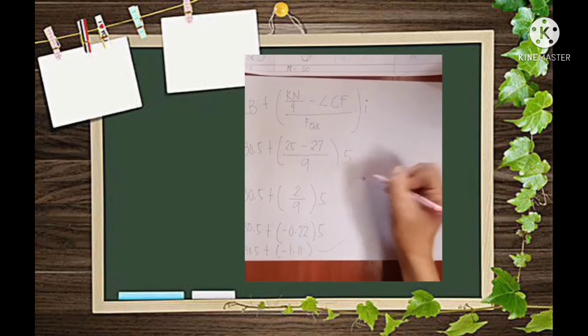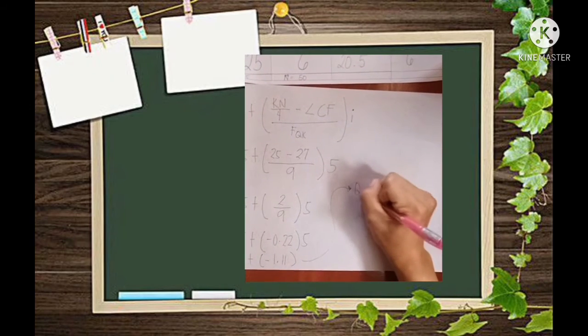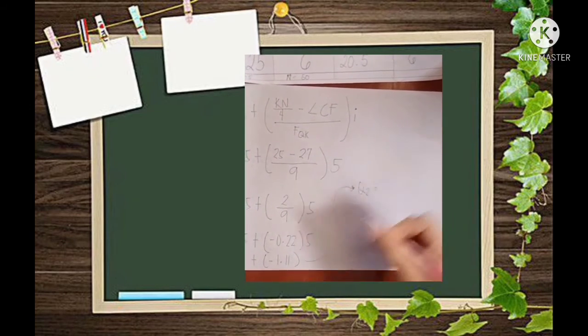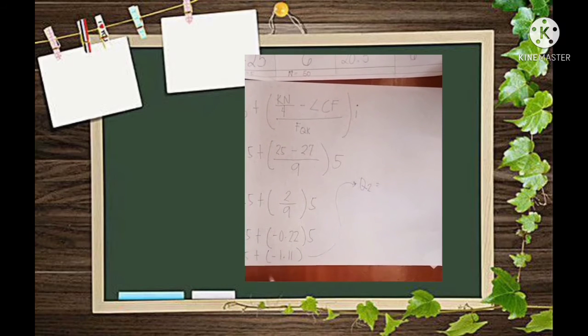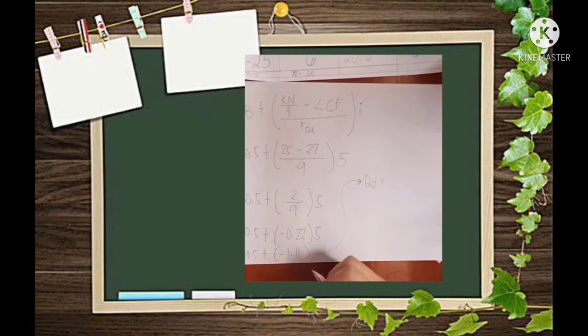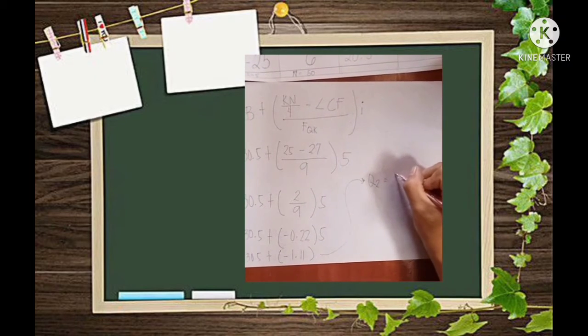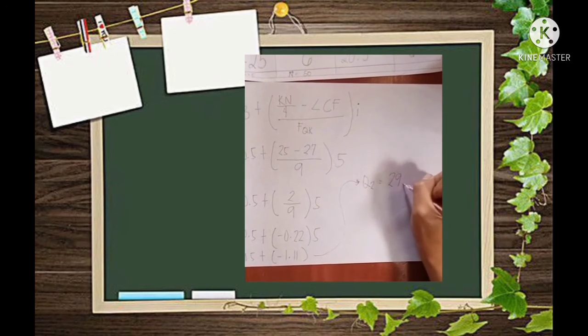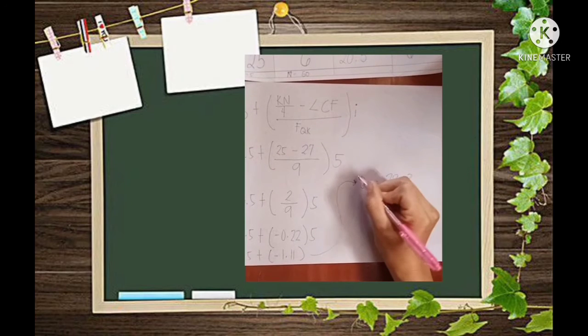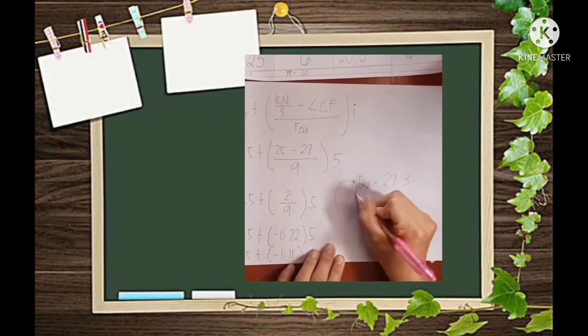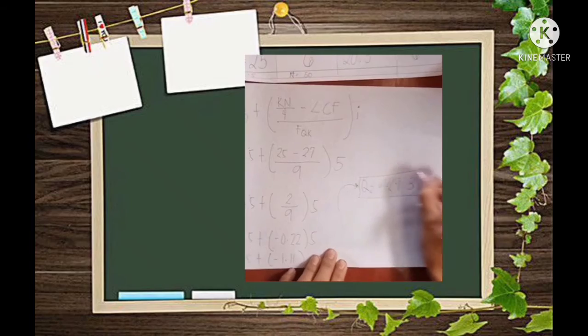So, quartile 2 is equal to 30.5 plus negative 1.11, which is equal to 29.3. So, our quartile 2 is equal to 29.3.